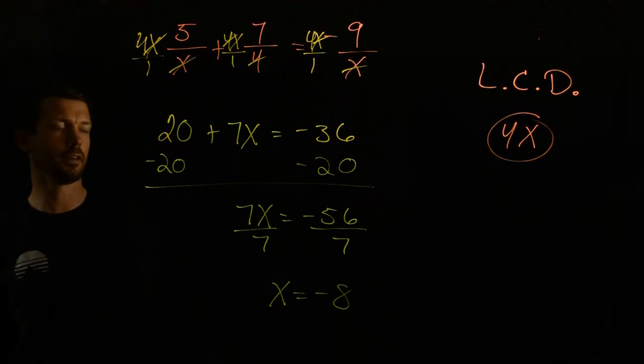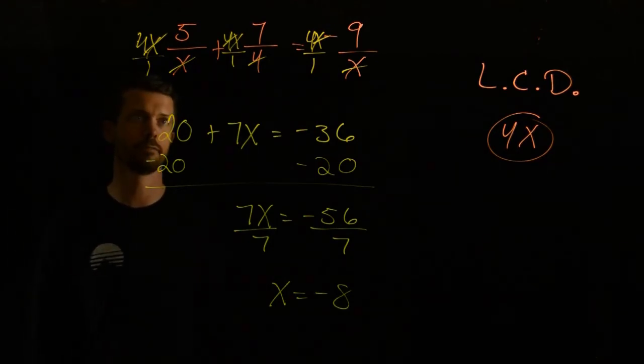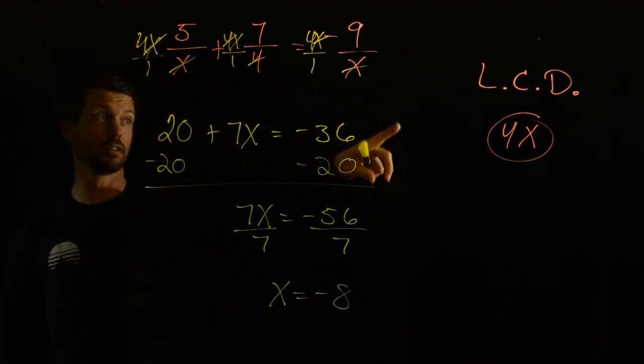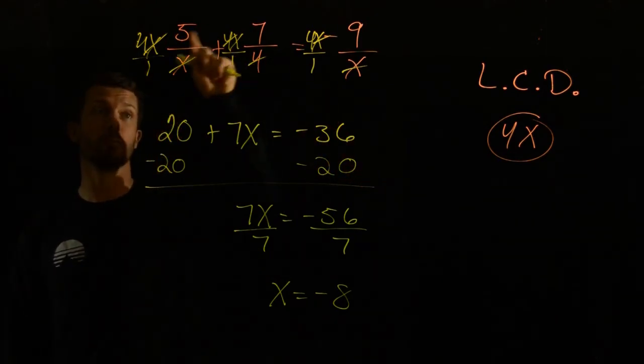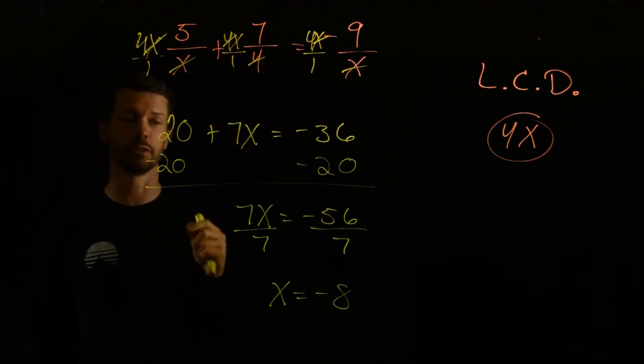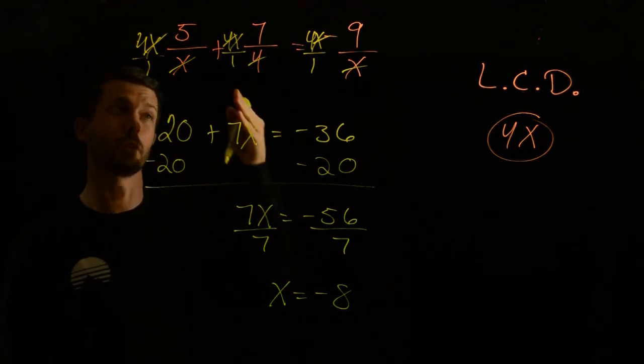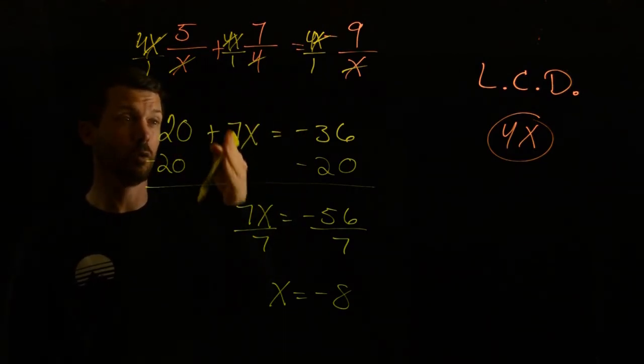So your final answer is x equals negative 8. So remember, all we have to do is find the LCD. Once we find the LCD, multiply everything by the LCD to remove those fractions. We don't want fractions. Fractions just confuse us, make things a little bit harder. So if we can make it a little bit simpler, we can.